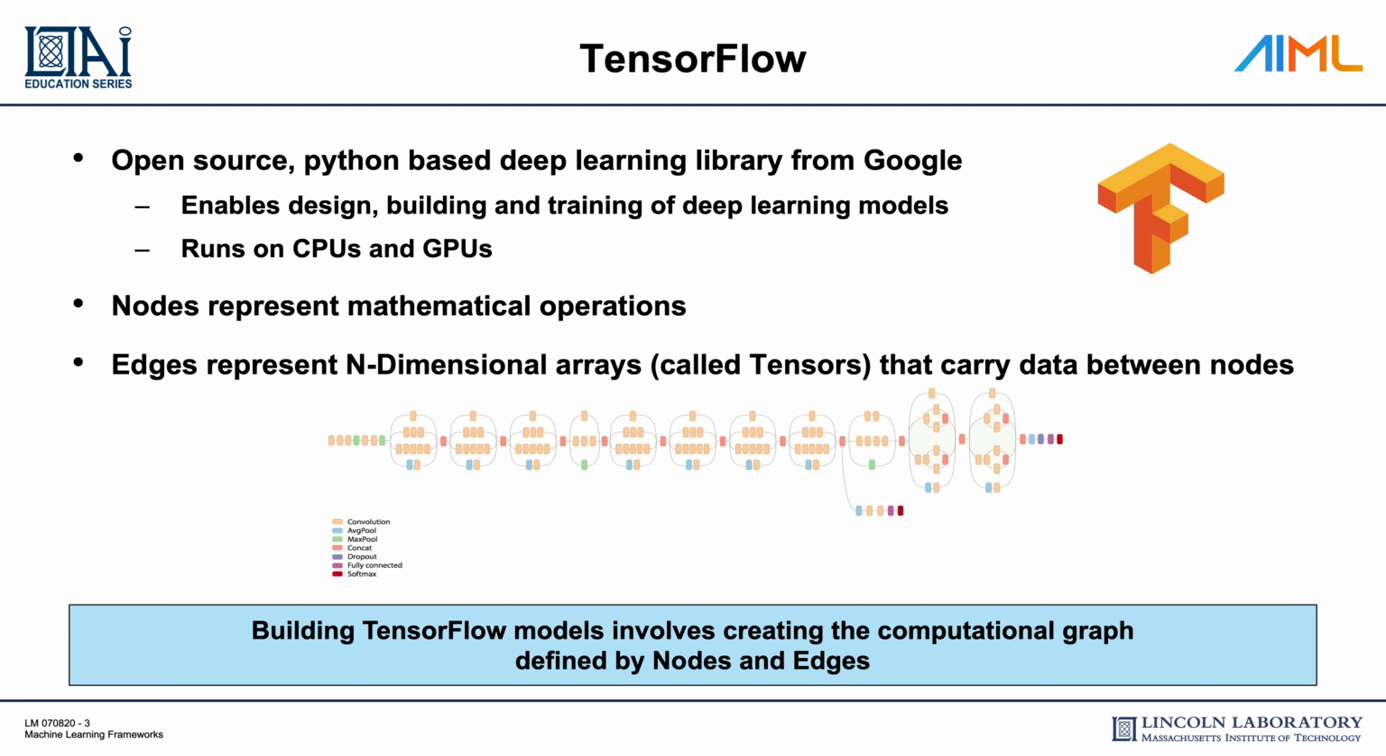TensorFlow implements neural networks as a computational graph, where nodes represent mathematical operations and edges represent n-dimensional arrays, or tensors, that carry data between nodes. TensorFlow tends to be fairly low level and can be tricky to use, so many people use Keras.